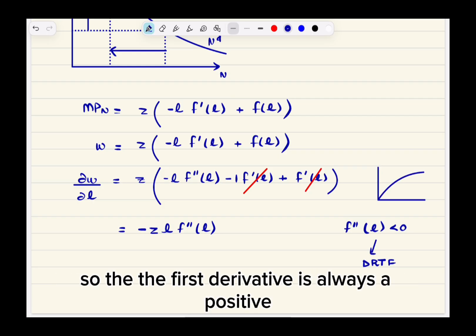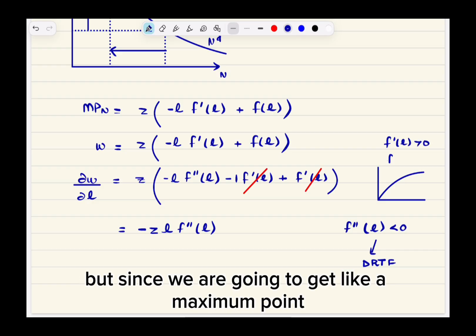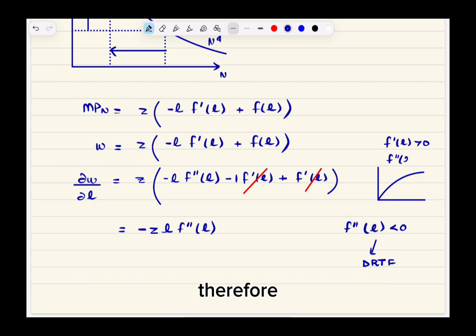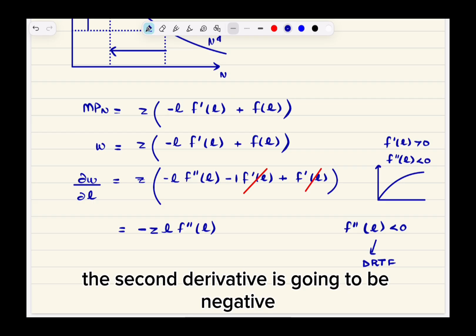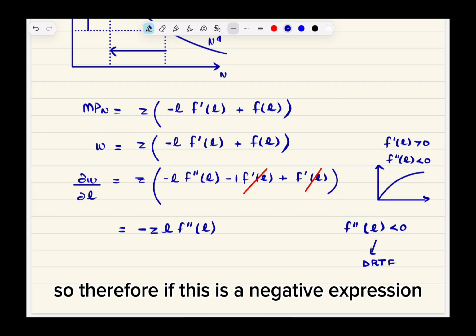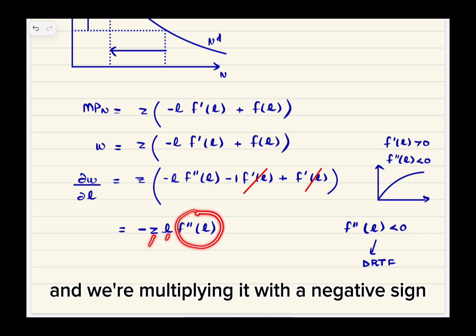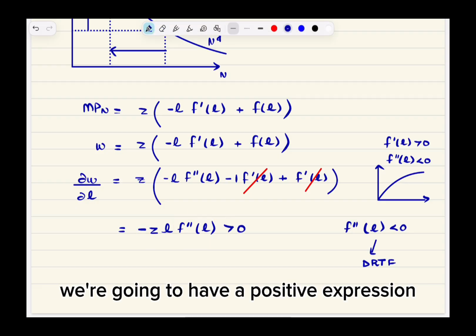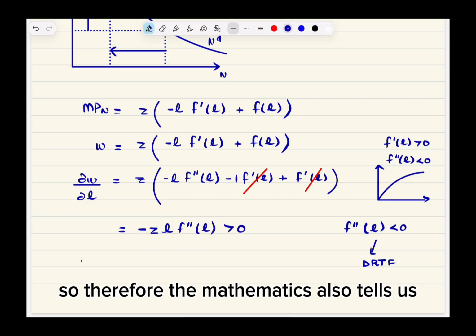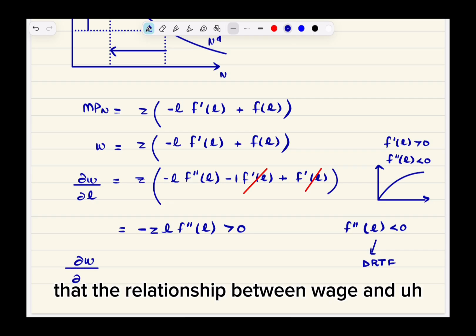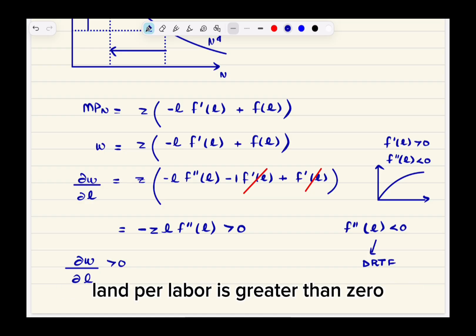So the first derivative is always positive, but since we are going to get a maximum point, the second derivative is going to be negative due to diminishing returns. So if this is a negative expression, this is positive, and we're multiplying it with the negative sign, we're going to have an expression which is greater than 0. So the mathematics also tells us that the relationship between wage and land per labor is greater than 0.